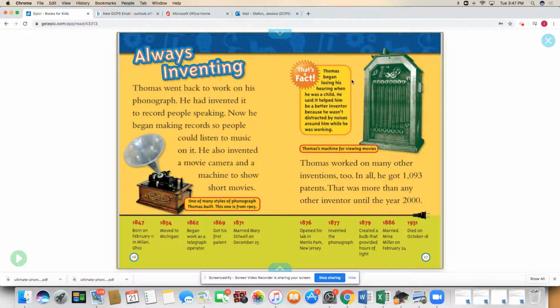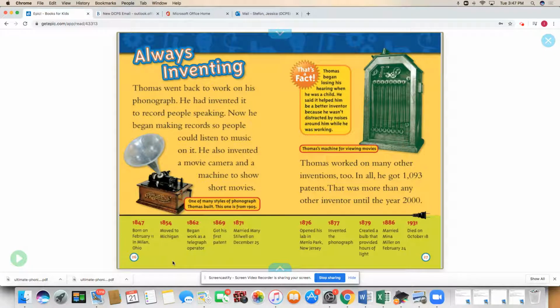When he was a kid, his teacher said, "Oh, you can't learn, you can't do it." He didn't let that stop him. He kept working and reading and inventing and ended up being one of the most famous inventors of all time. And then he started losing his hearing as well when he was a child. But instead of giving up, he actually used that to help him become a better inventor. So he's a great example of how even our weaknesses can become great strengths.